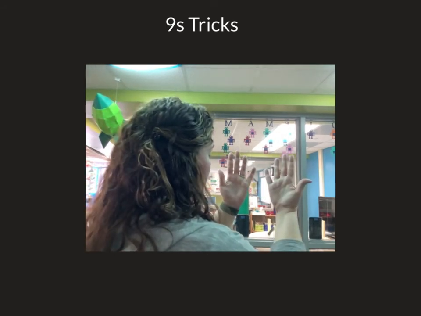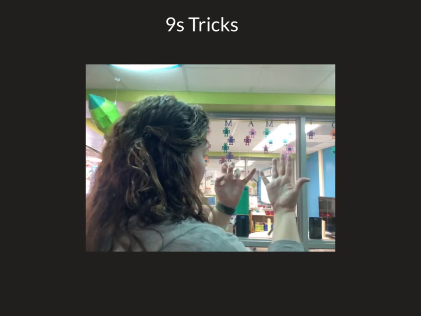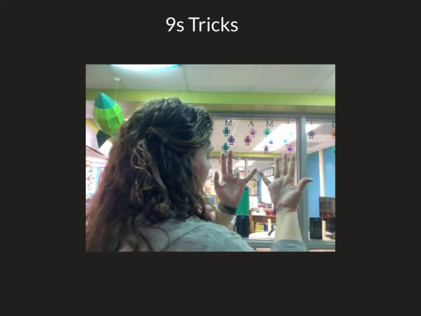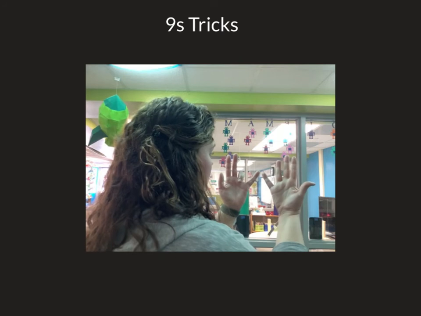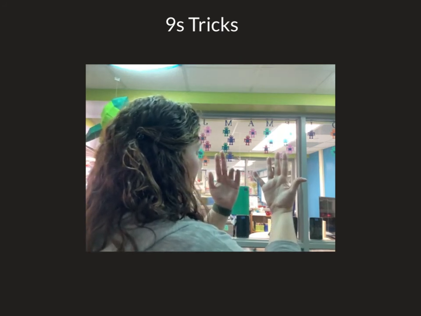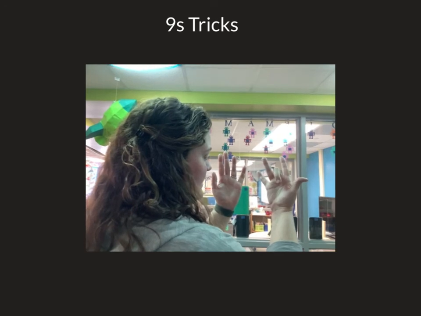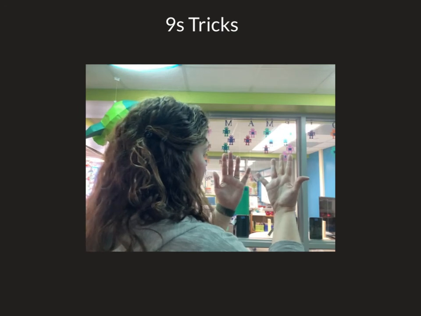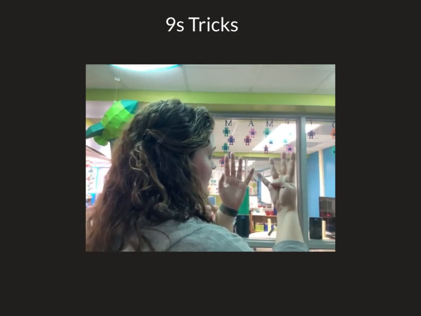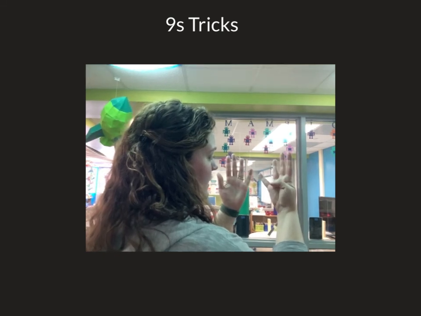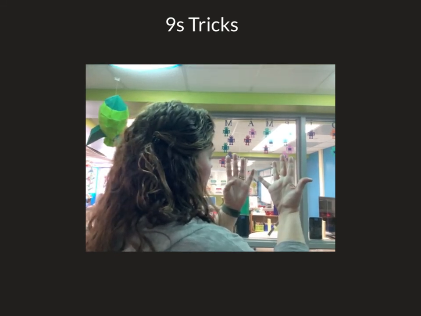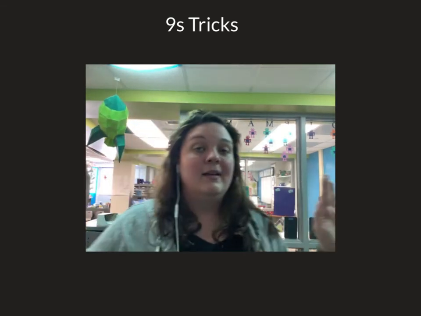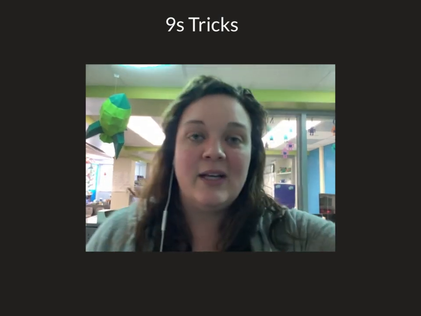9 times 4. 1, 2, 3, 4. 3 tens, 6 ones, 36. Let's do 9 times 8. 1, 2, 3, 4, 5, 6, 7, 8. My 8th finger goes down and that makes 72. Right? And so this works for all of our 9s up through 10, which is 90. I have 9 tens, 0 ones. Right? So 9 times 2, 1, 2. 1 ten, 8 ones, 18. So that's the first trick. The next one's going to be a little different. So let's check that out.